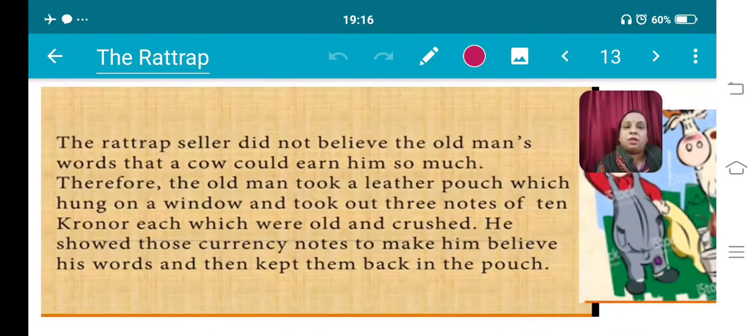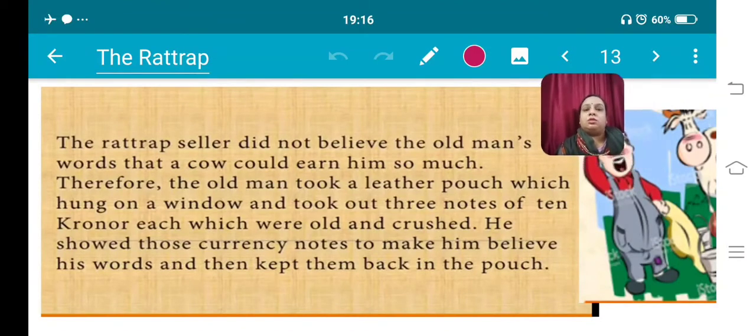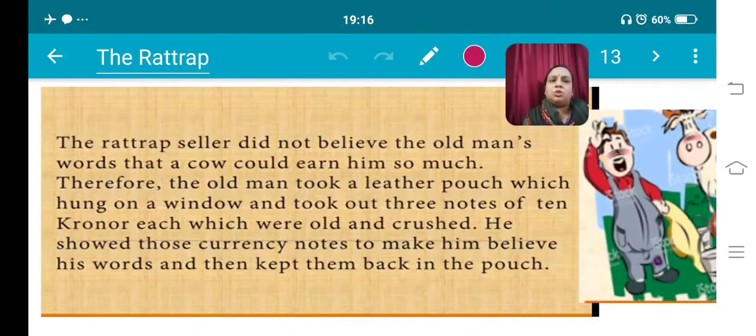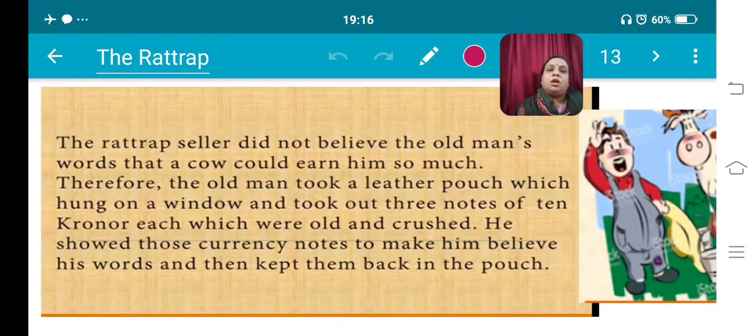The rat trap seller did not believe the old man's words that a cow could earn him so much. Therefore, the old man took a leather pouch which hung on a window and took out 3 notes of 10 kronor each, which were old and crushed. He showed those currency notes to make him believe his words and then kept them back in the pouch.